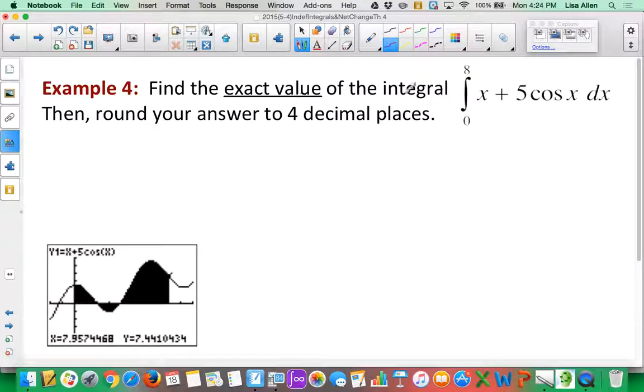Find the exact value of the integral from 0 to 8 of x plus 5 cosine dx. With this one, we're going to just take the integral.